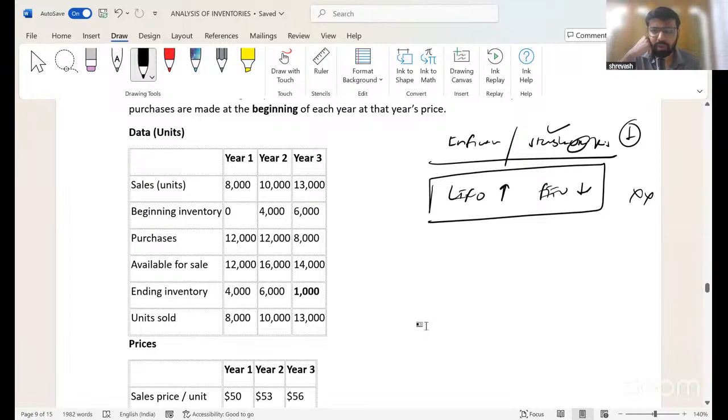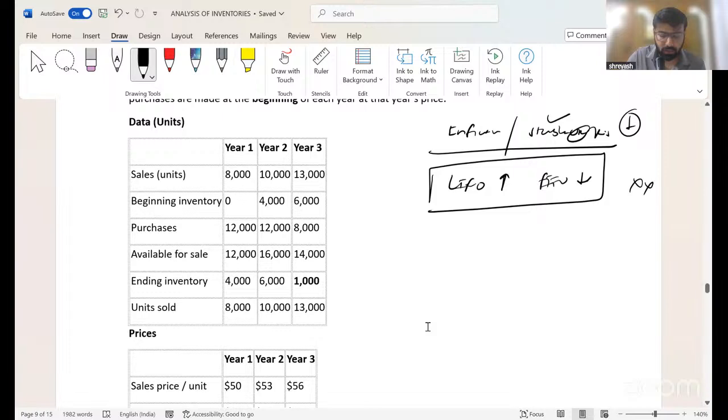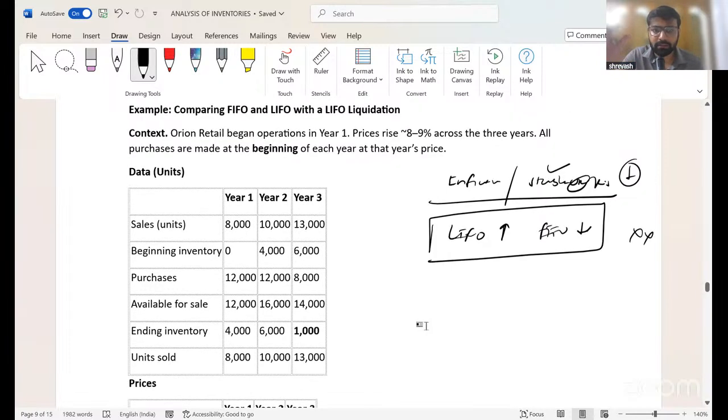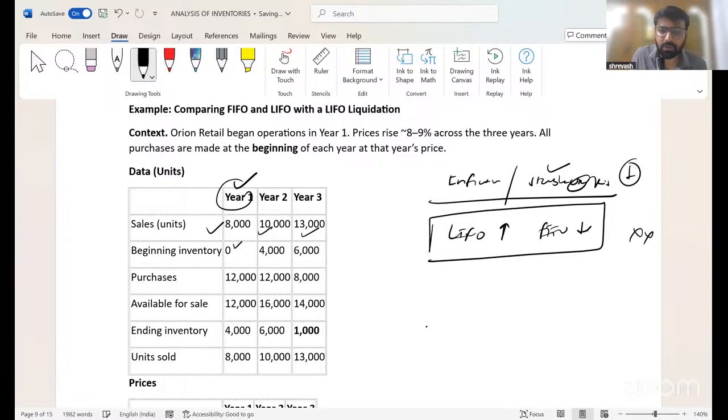What do we do? Sir, can we discuss this numerically? Let's get started. Let's take an example of this particular company called Orion Retail. They have begun operations in year number one, right? They sold 8,000 in year one, 10,000 in year two, and 13,000 in year three. Of course, they started business in year one, so opening stock is going to be zero. Okay, sir, purchases in that year were 12,000.